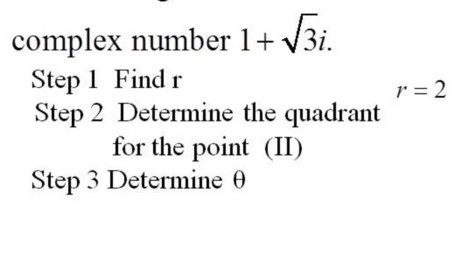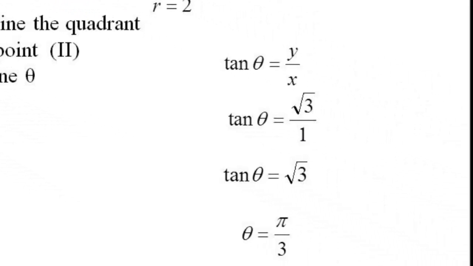Step 3, determine theta. Tangent of theta is y over x. The y is the square root of 3, the x is 1, so tangent of theta is the square root of 3. And remembering from the unit circle, tangent is going to be square root of 3 at pi over 3.